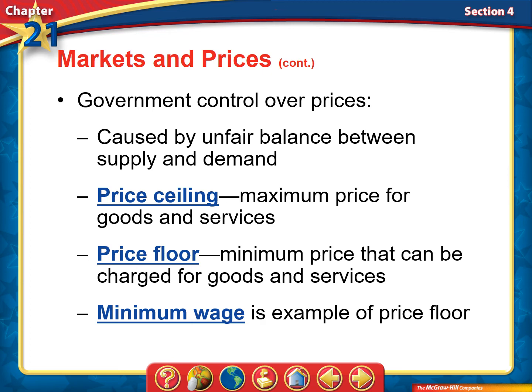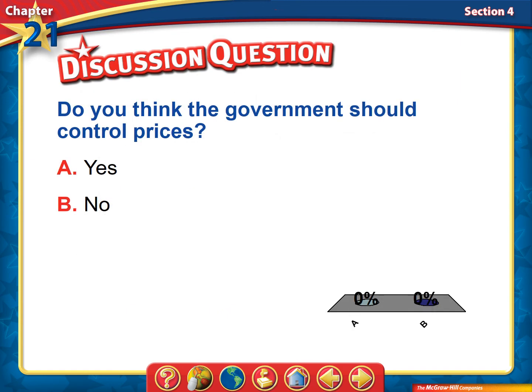As you know, restaurant employees that make tips can legally be paid far less than the minimum wage. But for most workers not earning tips, minimum wage is the law of the land, which is a great example of a price floor. Now, should the government control prices? Should price floors and price ceilings be established on all products? It's a matter of opinion.